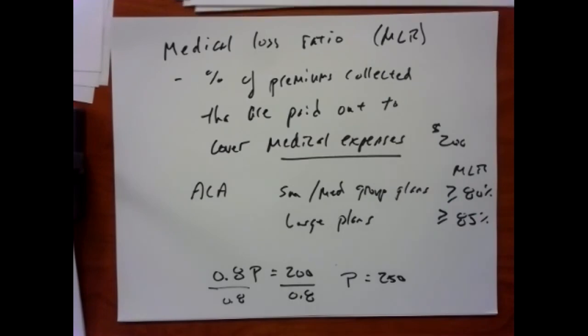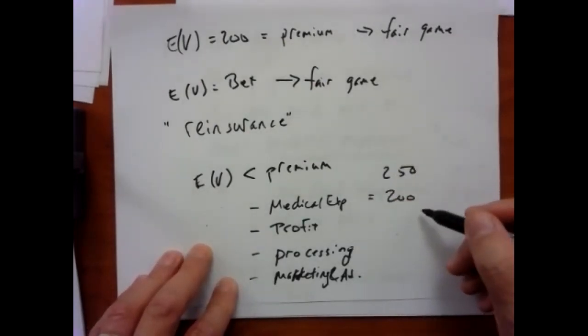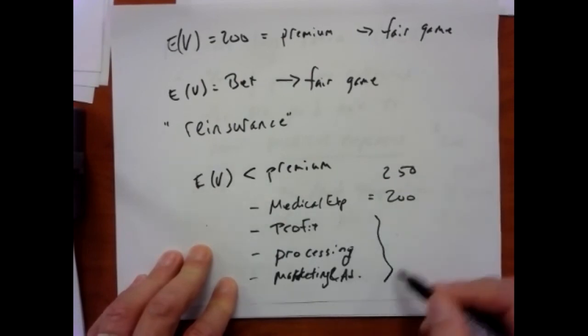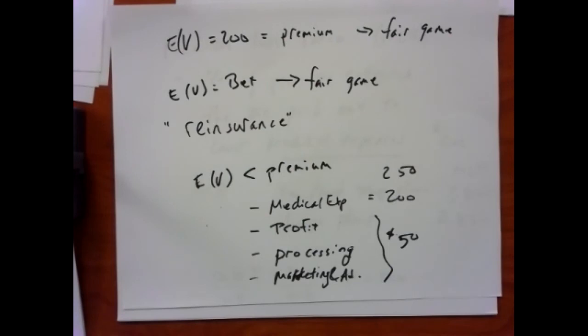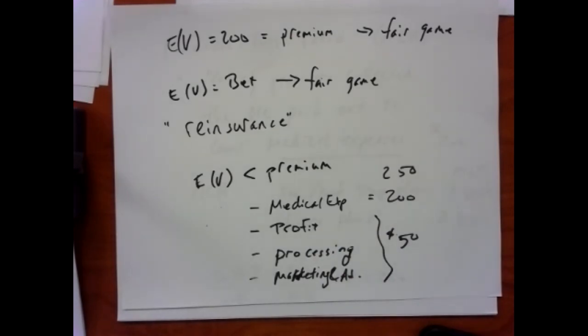Going back to our list, right? If our premium is going to be $250, and we know that our medical loss is going to be $200, then the rest of this would have to be covered by the $50 that each of our beneficiaries pays. So we're going to charge $250. We expect $200 to go towards covering the collective losses of the pool, and then from that 50, we've got to cover our profits, our processing, and our advertising efforts. Okay. Make sense?